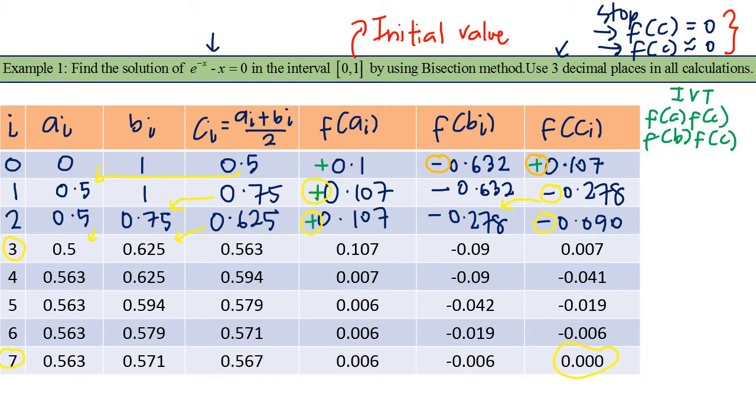And the answer that you want is actually this one. This is the solution. This is the answer. So the answer, which is the x that you want, is actually 0.567, because when you substitute into fx, you will get 0. So fx is now equal to 0. Okay, clear, right?